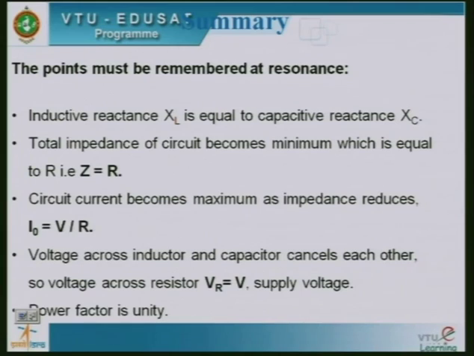So the following points are a summary. Whenever we are discussing series resonance, these points are to be remembered. Inductive reactance is equal to capacitive reactance in series resonance, impedance is equal to resistance, current I naught is equal to V by R, the voltages across the inductor and capacitor cancel each other, and finally VR is equal to the applied voltage. Problems we will discuss in the next lecture.